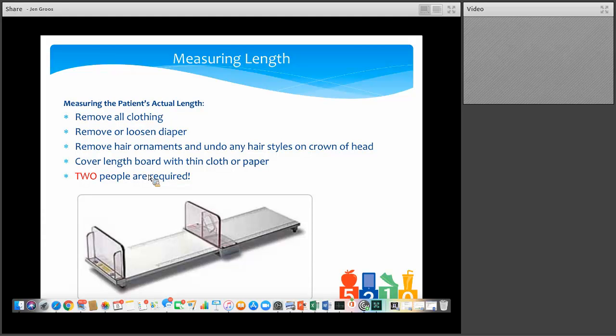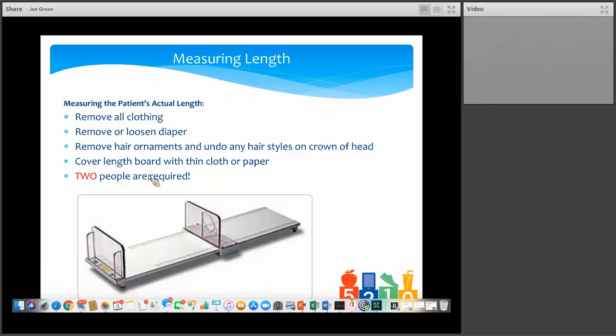So again, when we're measuring length, we want to make sure we're removing all clothing. For younger kids, they can be in a gown, but for the babies, usually we remove all their clothing and remove or loosen the diaper. Remove all hair ornaments, and again, undo any hairstyles on the crown of the head, and then cover the length board with a thin paper cloth.